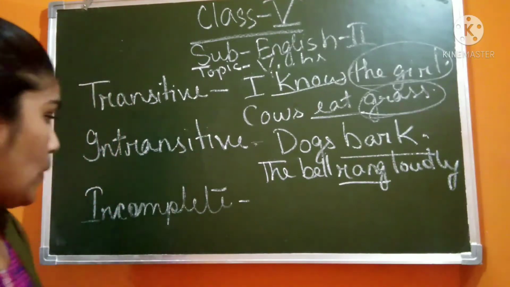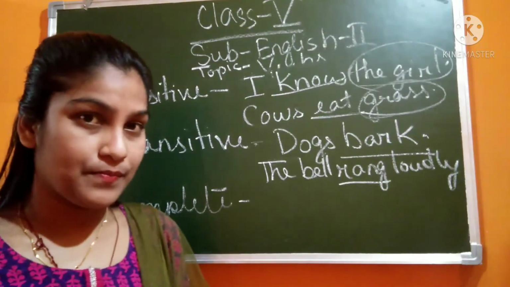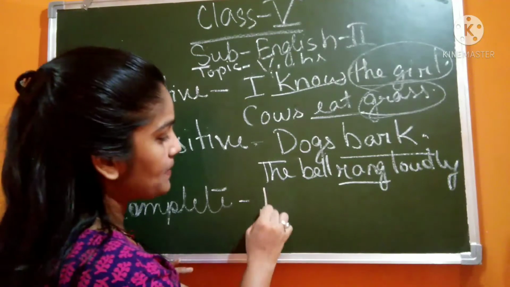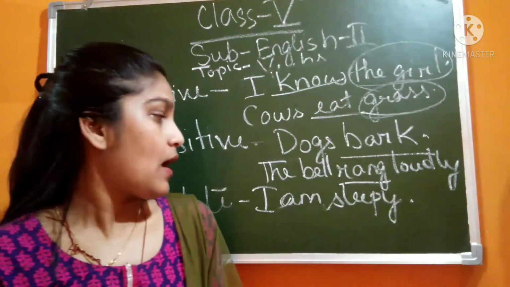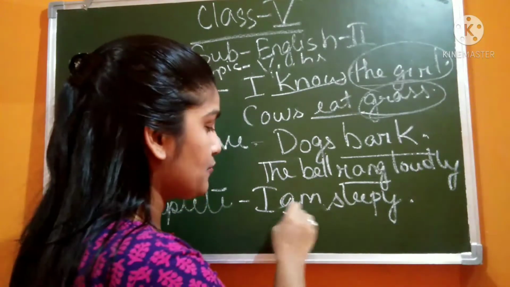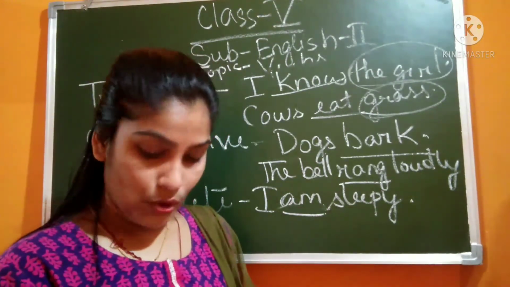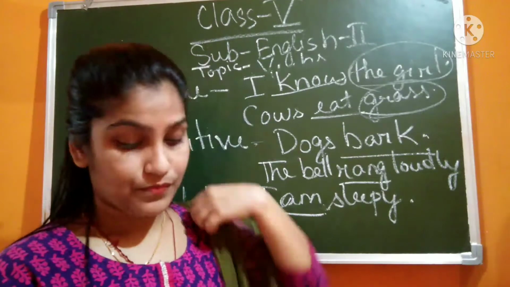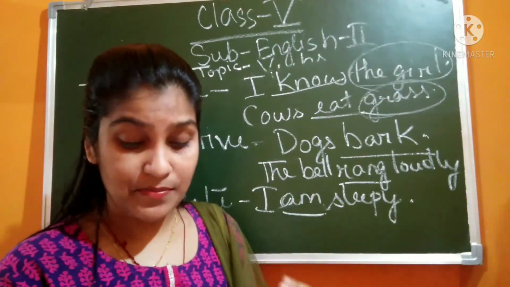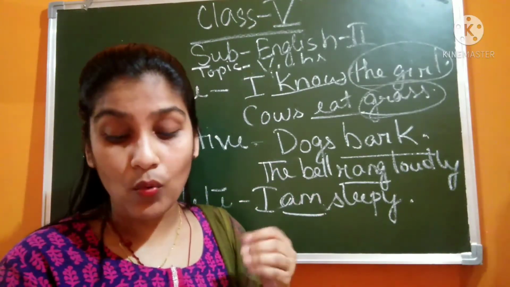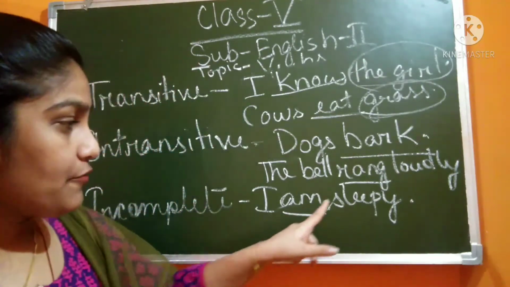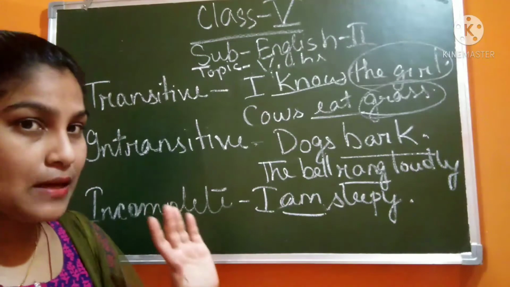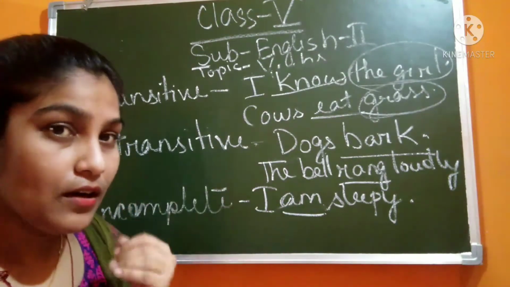Now about incomplete verbs. In your book one example is given: I am sleepy. Here am is the verb, right? So take out page number 31. Some verbs do not express an action but need a word or words after them to make complete sense. So after the verb we need to use some words. It may not receive the action.